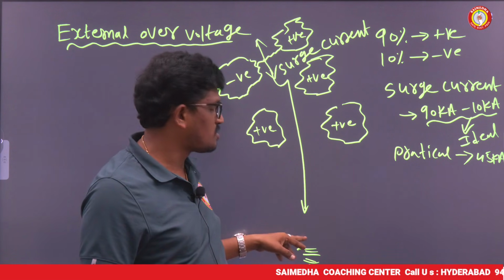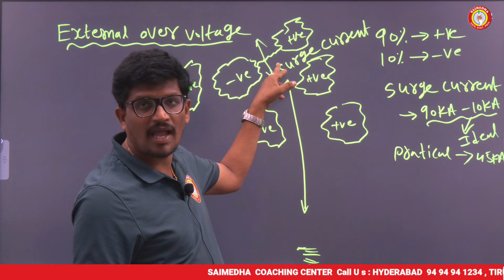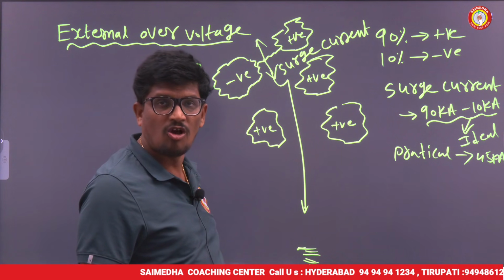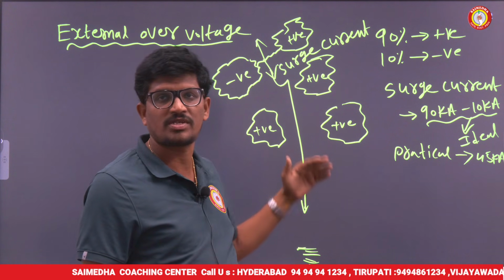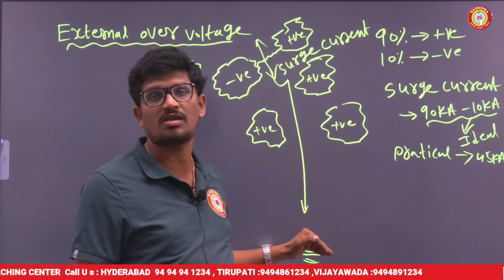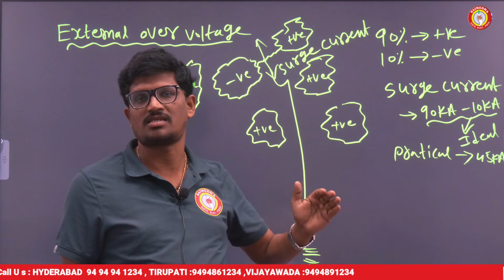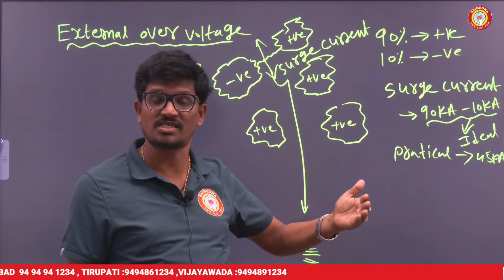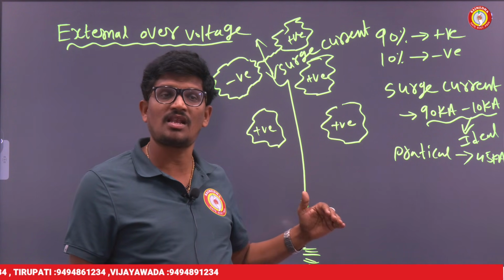Okay, now look here, this is the high potential and earth is a low potential, so in between there is some potential difference, and that is why surge currents travel towards the earth. This is not called an external surge current, it is an external over voltage. Why do we call it external?